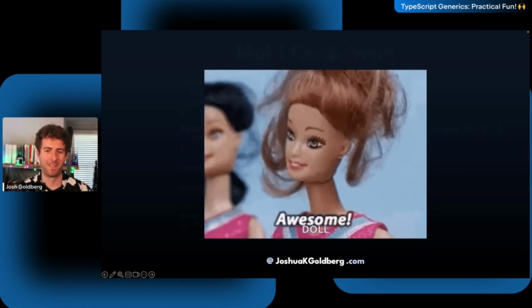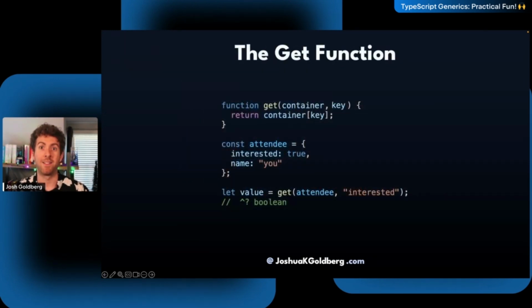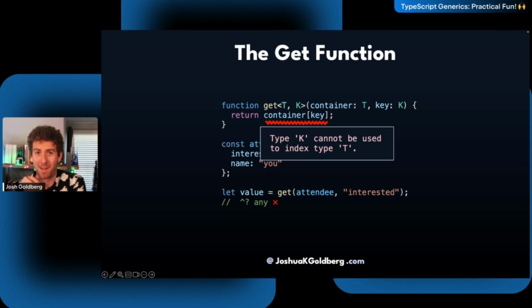Awesome. Let's look at some more intense usage of generics. The get function. This is another classic. It was made popular in JavaScript land by older utility libraries like Lodash and Underscore back in the day. How would you type this in TypeScript? Well, this takes in a container and a key and returns container indexed by key. So I think container should probably be generic here. And then because we want to get the value under that key, we probably want to make the key a generic, or rather a type parameter, also.